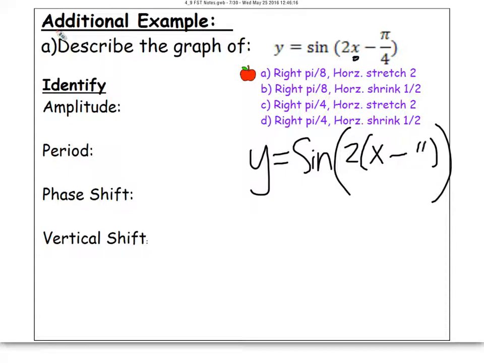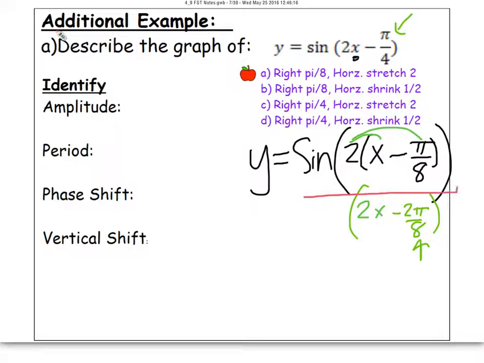4 times 2 is 8, so this really becomes pi over 8. Here's how I know. If I were to redistribute this through, look what I would get. 2 times x is 2x. 2 times negative pi over 8 would be negative 2 pi over 8. Well, this negative 2 pi over 8 is just the negative pi over 4, so I know I'm correct. Now we're ready to interpret what's happening. So it must be cleaned up like this, otherwise you are going to have the incorrect phase shift.